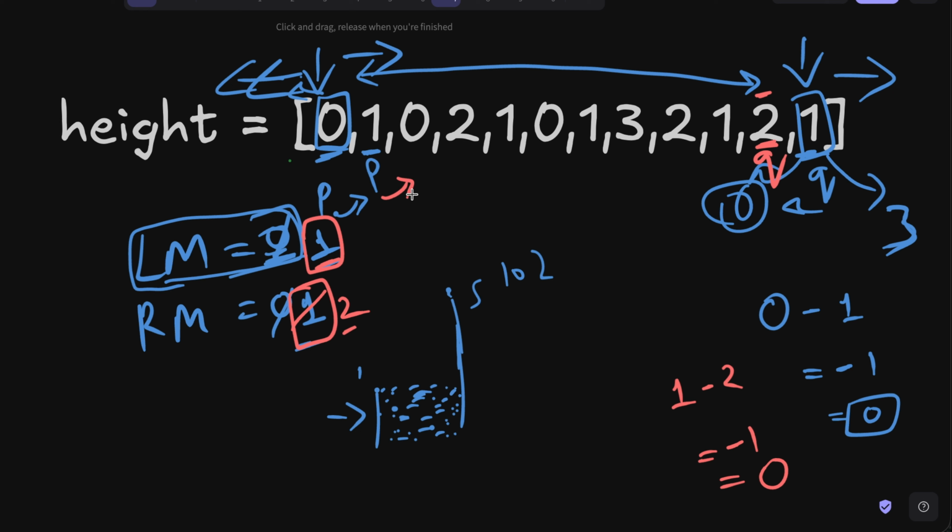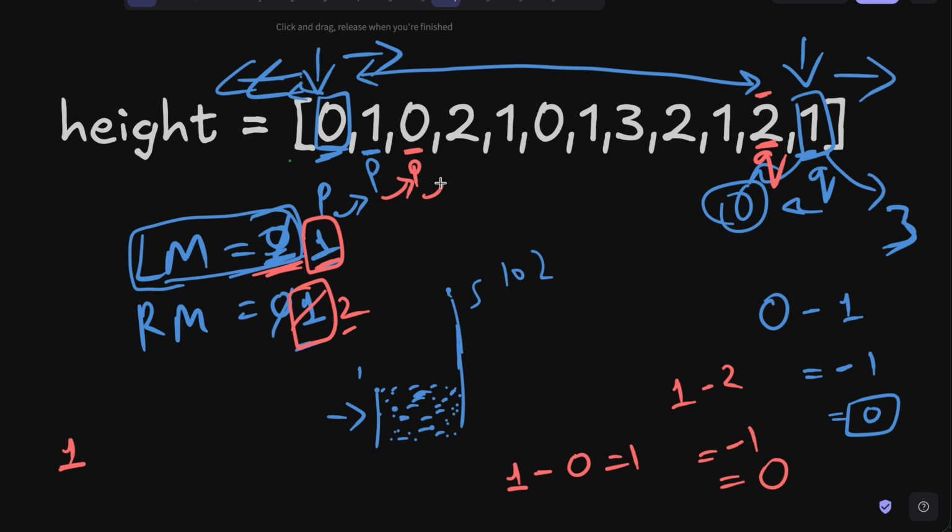So we will shift the P here. The P will come here. And now what is the amount of water we can store here? So here again it will depend on the minimum, right? So here the left max is the minimum. So we will simply take the left max and subtract the height of the current element. That is 0. So it is going to give 1. So right now in our sum we got the first one, okay?